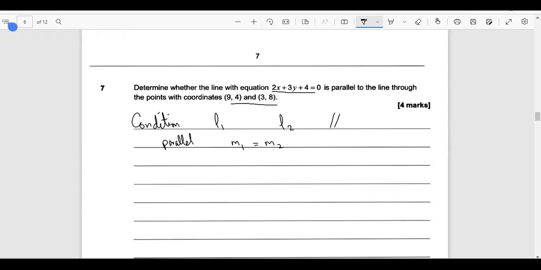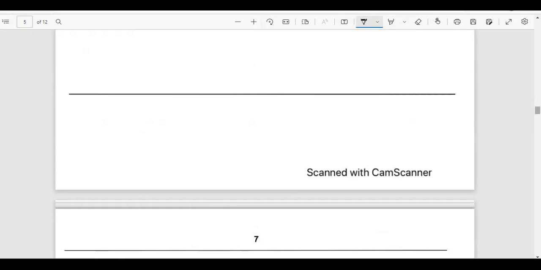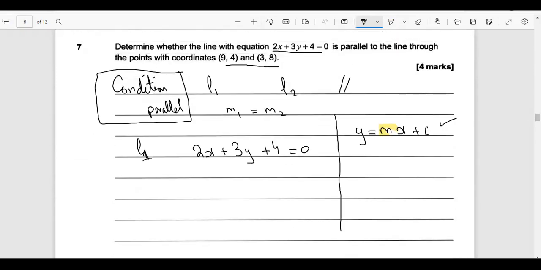Okay. And what if the question was about perpendicular? The product would be minus 1. Yes. Okay, perfect. So let's talk about line 1. The equation is given. It says 2x plus 3y plus 4 equals 0. It is a straight line. So we know in case of a straight line, it is y equals mx plus c. This is the general form. And in this general form, this m gives me the gradient of the line. So I need to first convert this to this form.